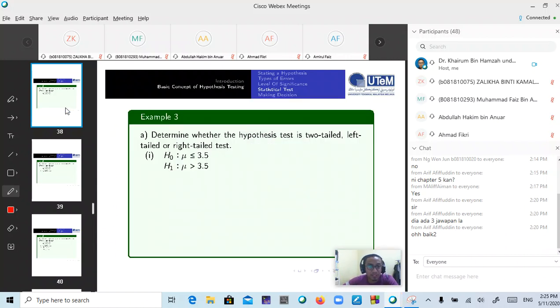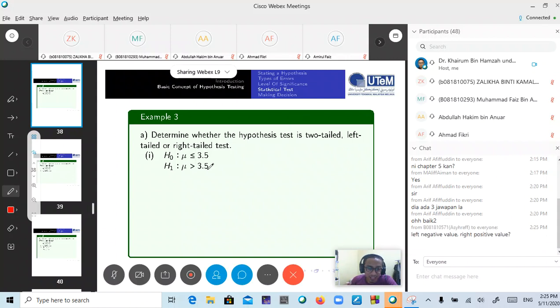Next. Okay, look at the example. Determine whether the hypothesis test is two tail, left tail, or right tail. So this one, what is the hypothesis testing this one? By referring to the H1, H1 is greater than, so this one is the right tail.